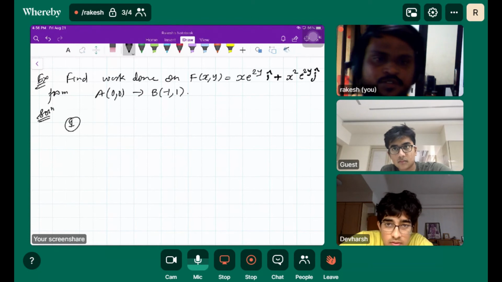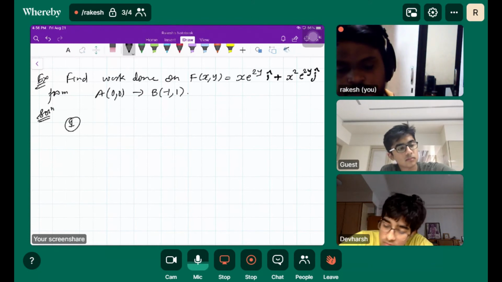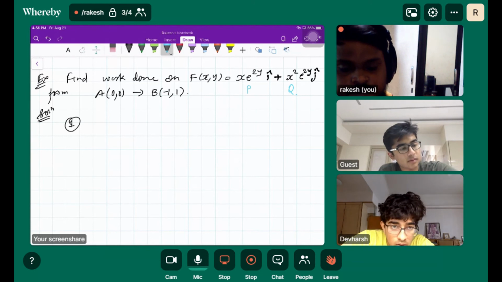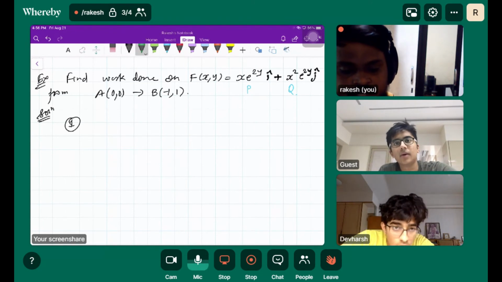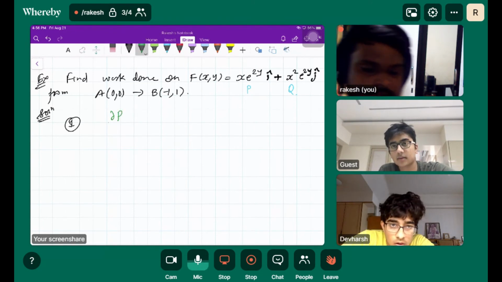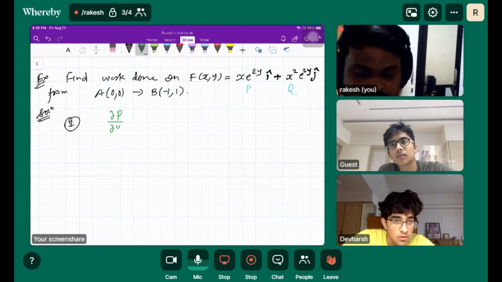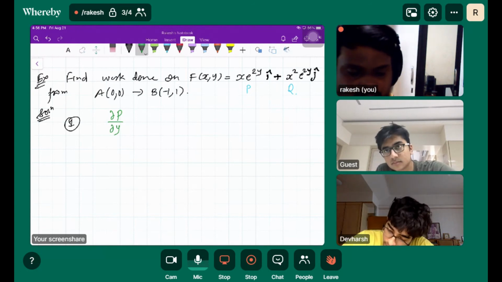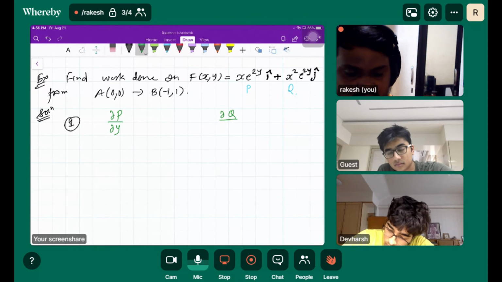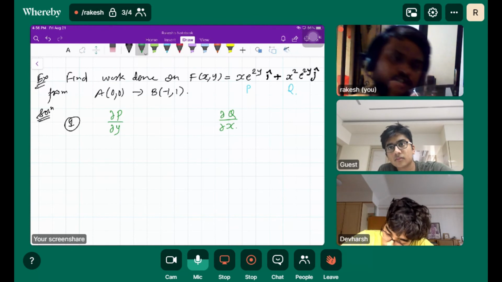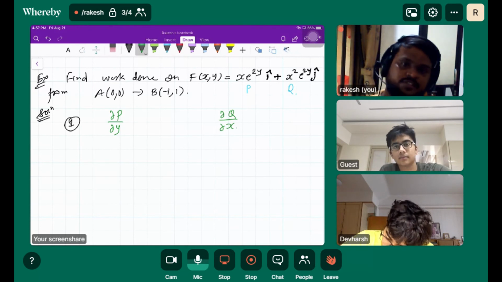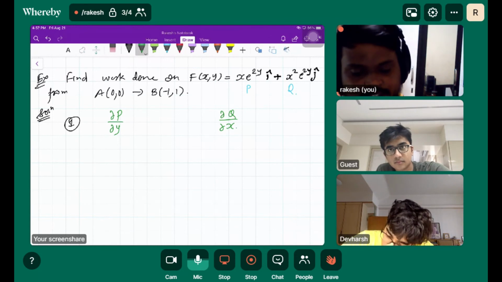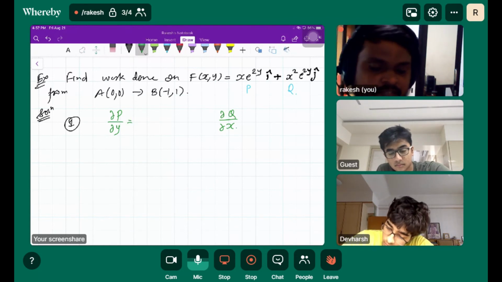Yes. So first of all, we have to prove that the given vector field is a conservative vector field. So we will calculate ∂P/∂y equal to ∂Q/∂x. Please correct me if I am wrong somewhere. It should give you the mixed partial derivative of the function.